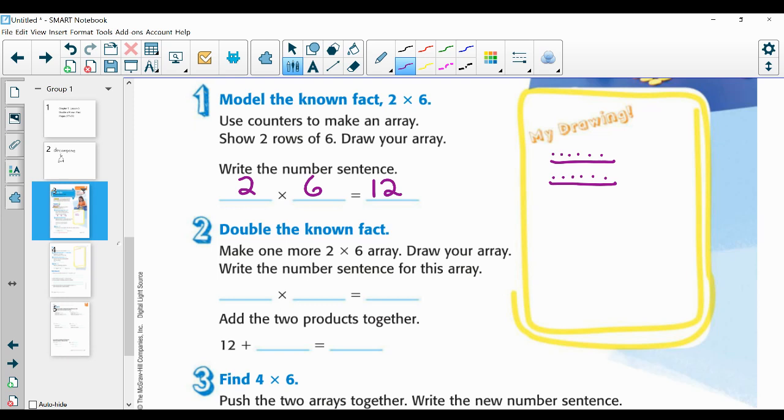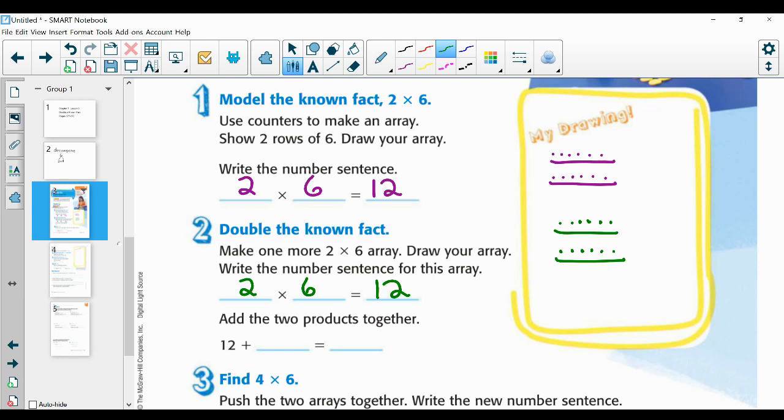Then we're going to double the known fact. We're going to make one more 2 by 6 array. I'm going to do it in a different color. So there's 2 rows. 1, 2, 3, 4, 5, 6. 1, 2, 3, 4, 5, 6. 2 rows of 6. Okay, I'm going to write the number sentence for that array. 2 rows of 6 equals 12.